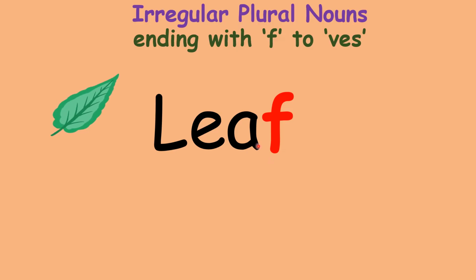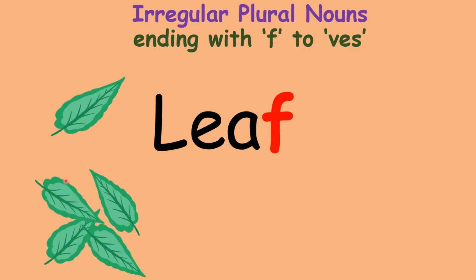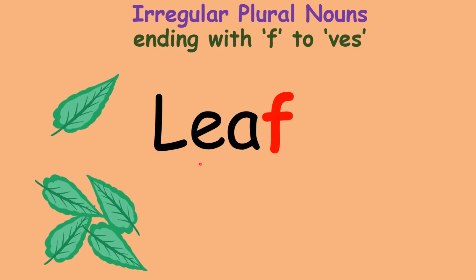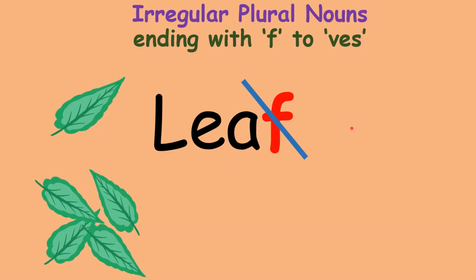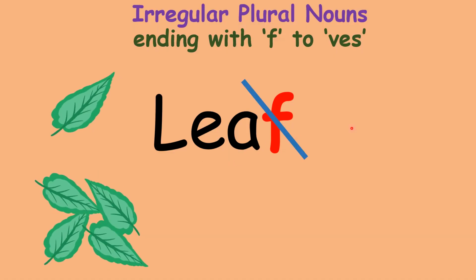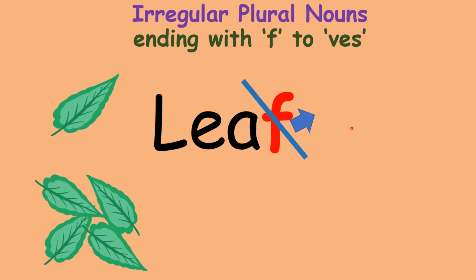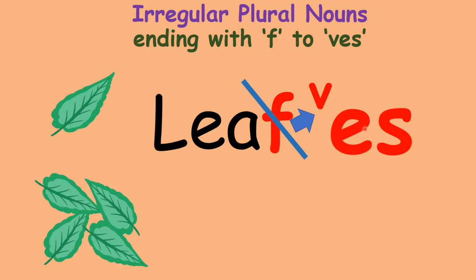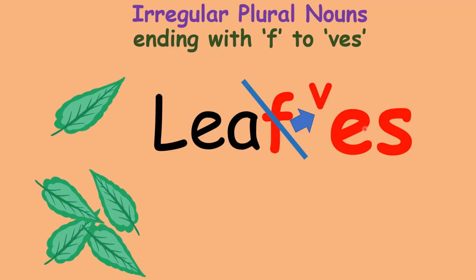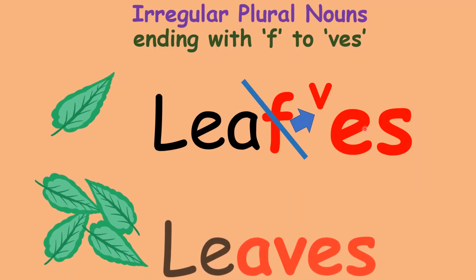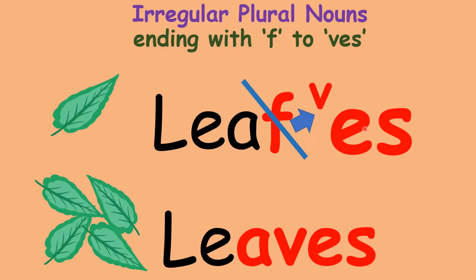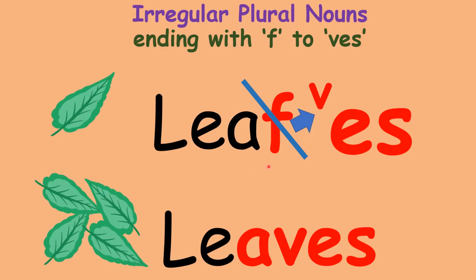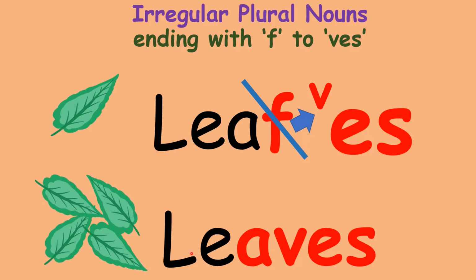Now, what will happen if we have more than one leaves here? If there are more than one leaves, what you need to do is scrap off the letter F and replace it with the letter V and add the letters E and S. To make it plural, it will become the word leaves. Alright? From leaf, L-E-A-F, to make it plural, it becomes leaves.